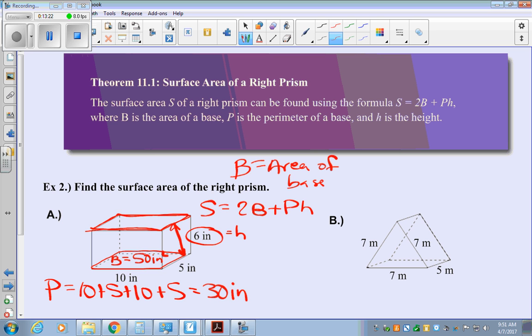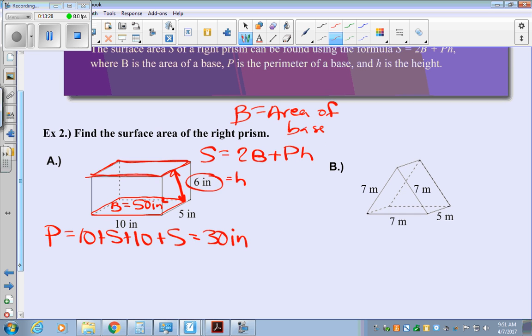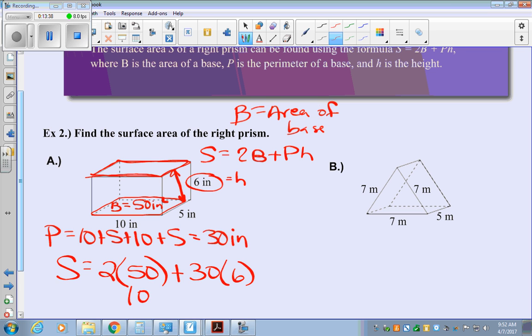So I've got the area of the base, the perimeter of the base, and the height of our prism. We're going to put that into the formula. 2 times 50 plus 30 times 6 gives us 100 plus 180. That gives us 280 square inches for our surface area.